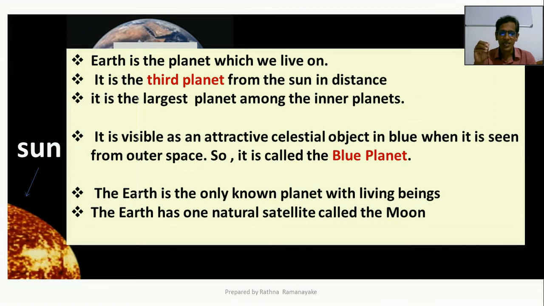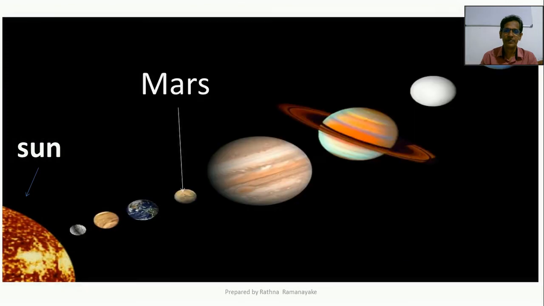The Earth has one natural satellite. It is called the moon, right? The moon. The Earth has one natural satellite. How is it called? The moon, right?